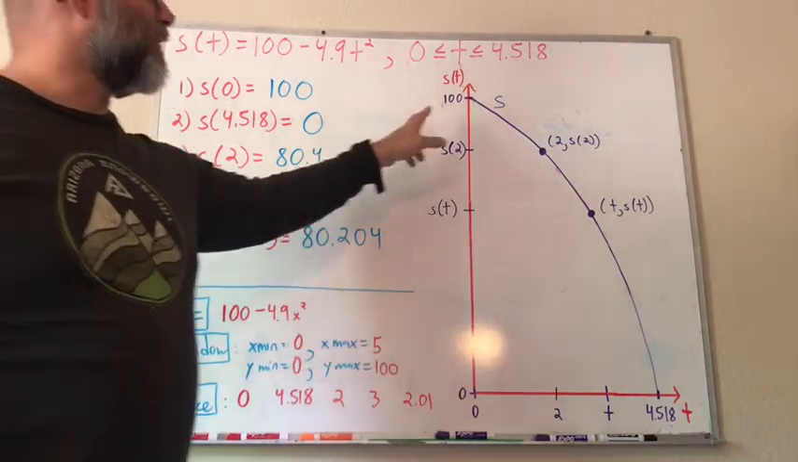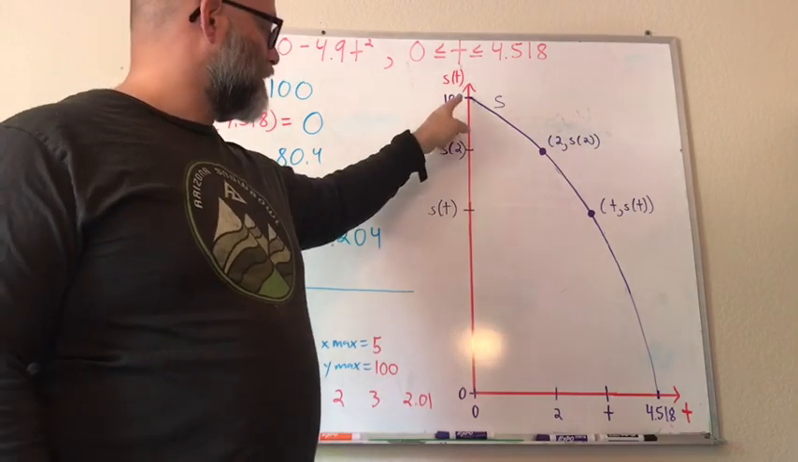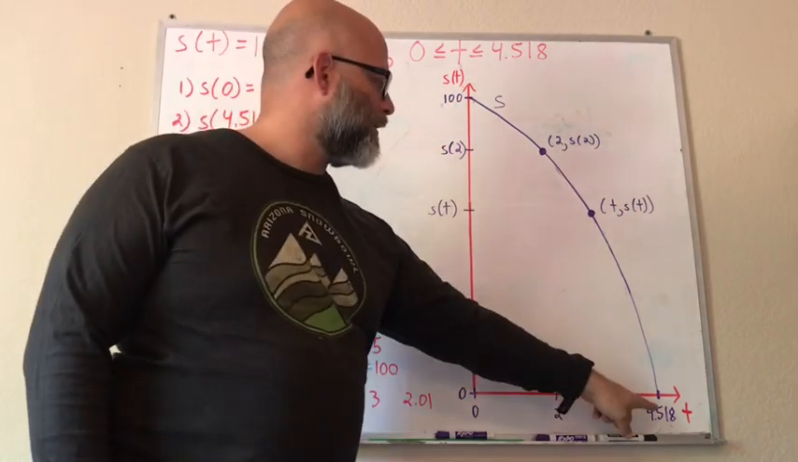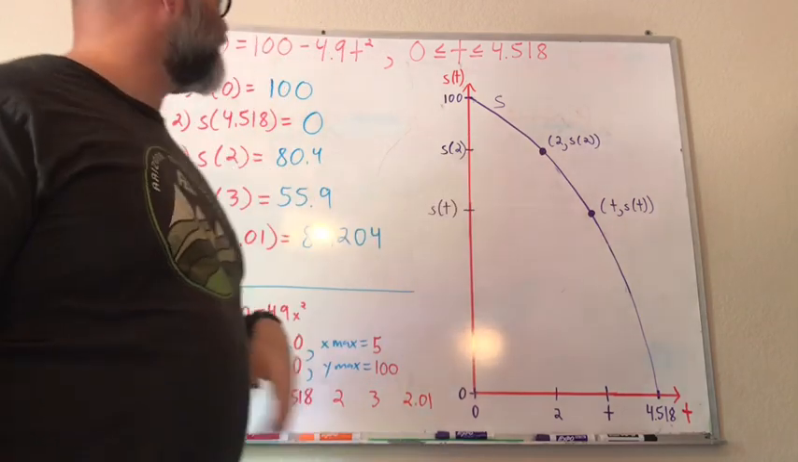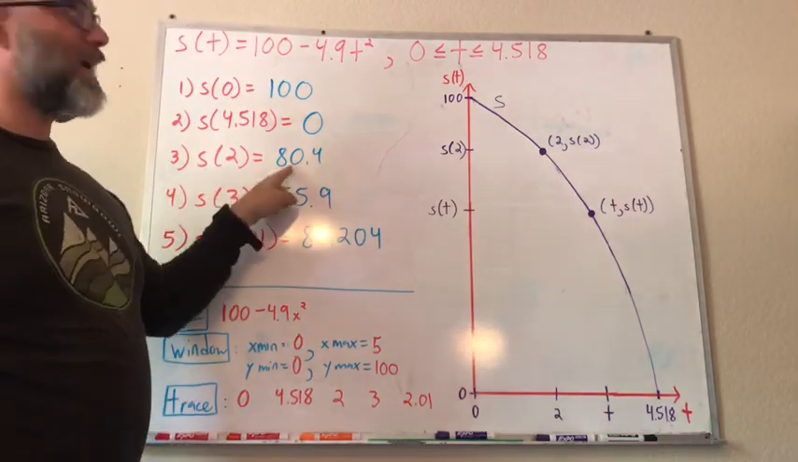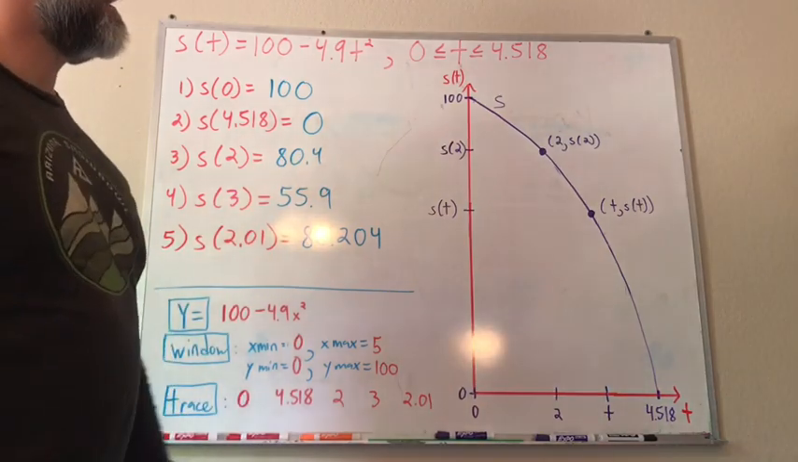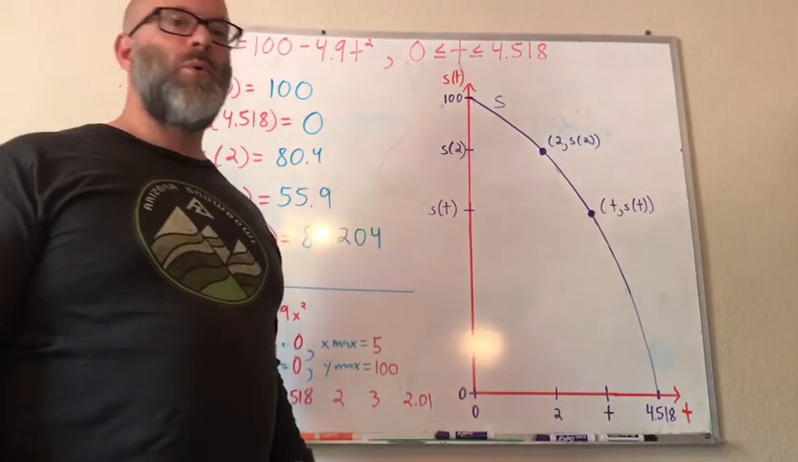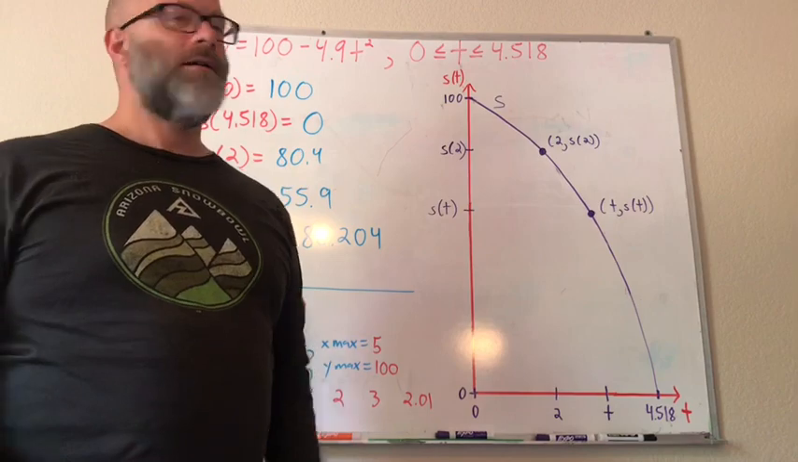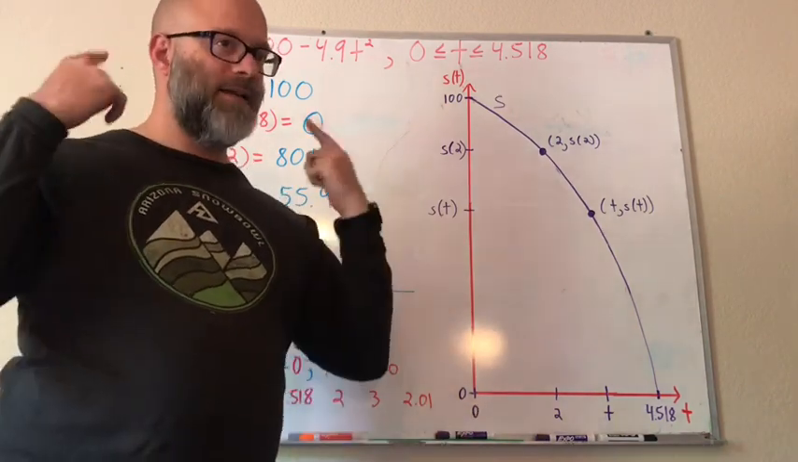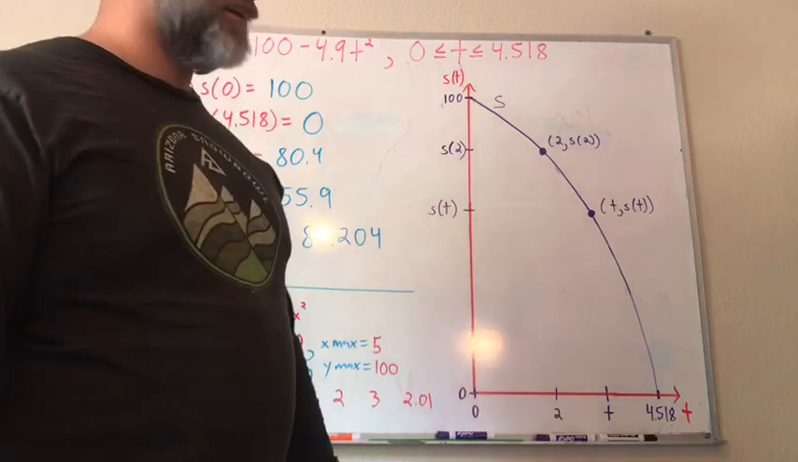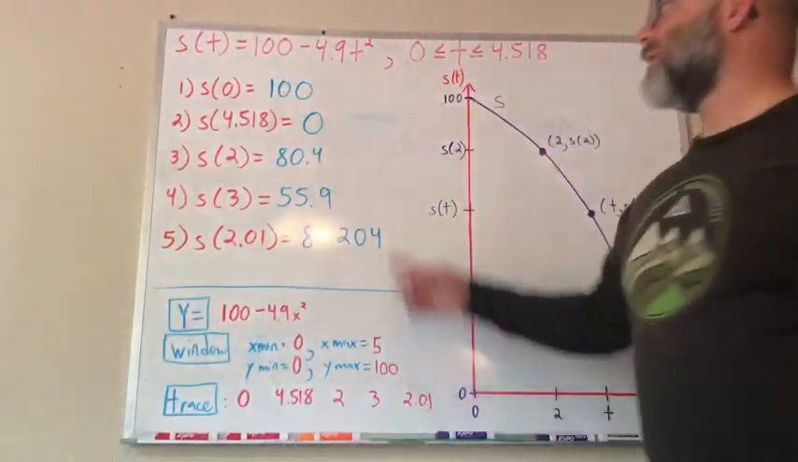Now look on this graph with me. You see 4 points. 0, 100, 4.518, 0, 2, comma s of 2, which we know is 2, comma 80.4. And you see this other arbitrary point, t, comma s of t. I mean, any point on this graph really goes by t, comma s of t. Keep that in mind. All right. Now let's look over here.